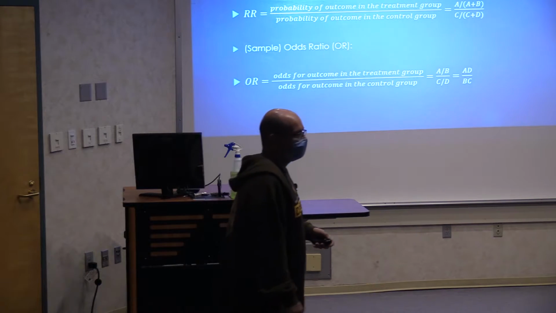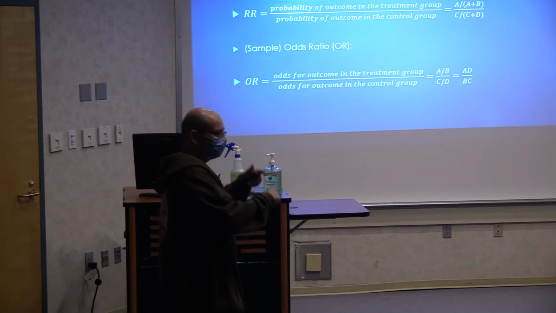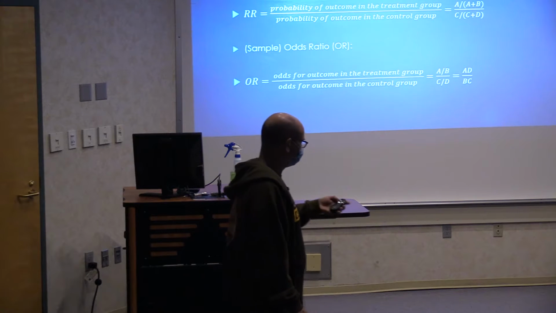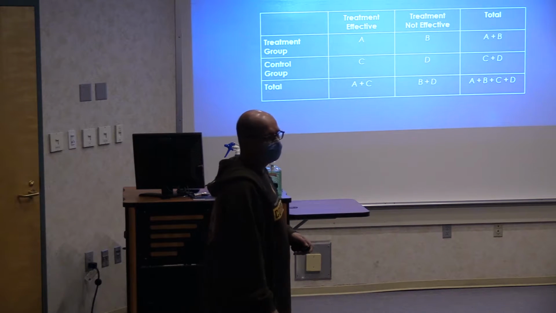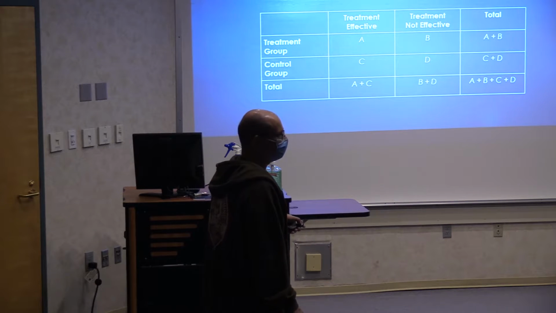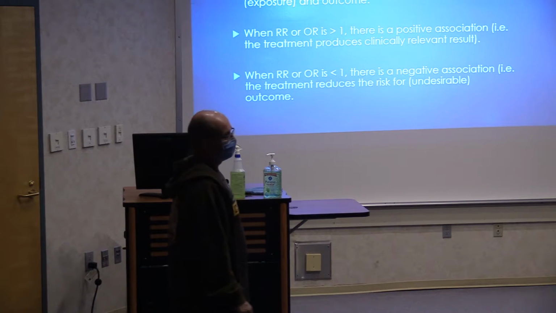Simplify that a little bit by cross-multiplying. You're going to get AD divided by BC. You just basically cross-multiply in that 2 by 2 table. A times D divided by C times B. Are we okay? Sure. All right. Complex fractions. We love those kind of things.